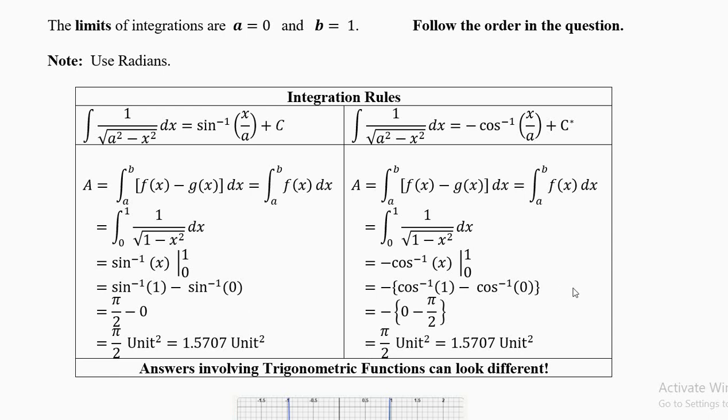This is usually the case in many trigonometric integrations. The answer can look different algebraically, but numerically it will be the same, and the two C's will differ. So here it is sine inverse, here it is minus cos inverse.